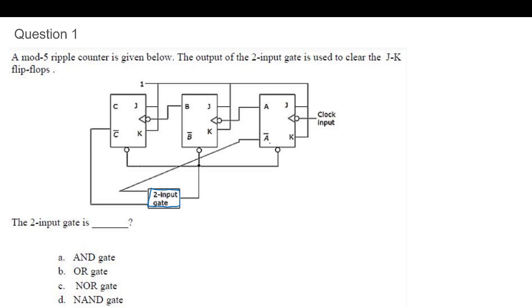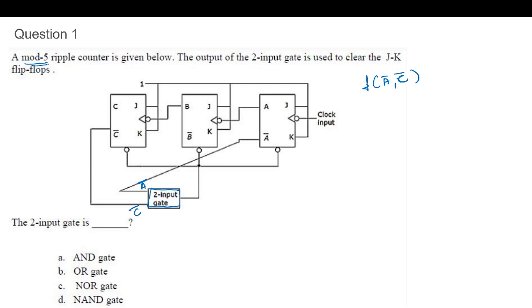The input to the gate is A bar and C bar. To some gate, A bar and C bar is applied, and it is applied to the clear of all the three flip-flops. And it is given mod 5 counter.